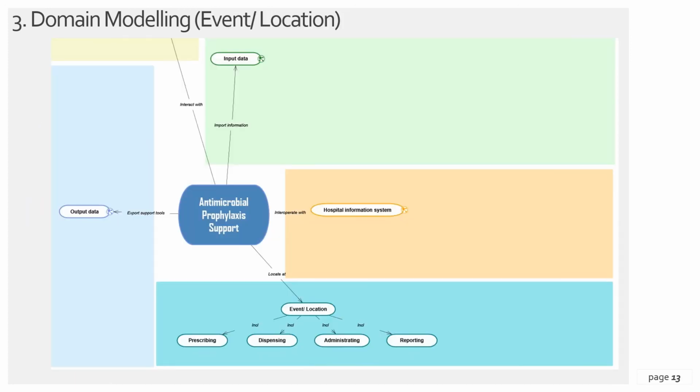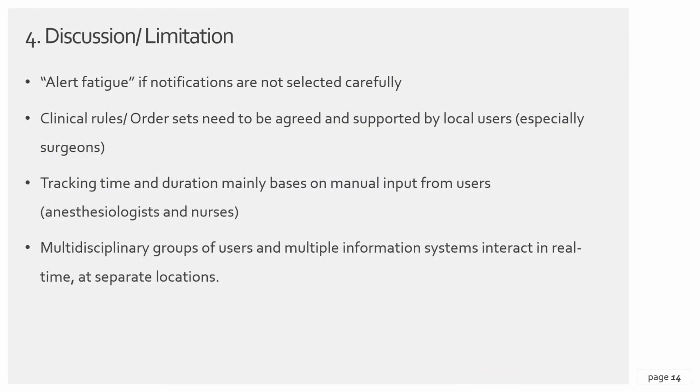An event and location of the APS system will be served during the process of using surgical antimicrobial prophylaxis at the hospital. There are some limitations of the APS system. First is alert fatigue if notifications are not selected carefully for health professionals.